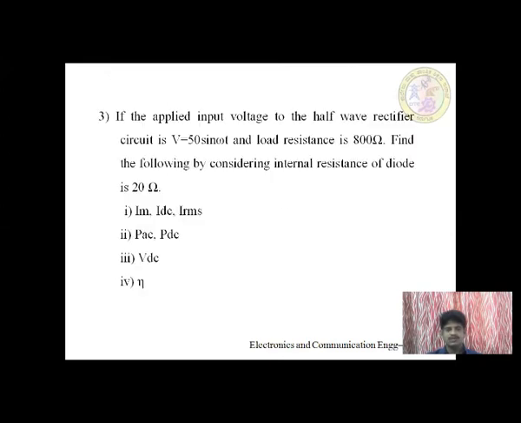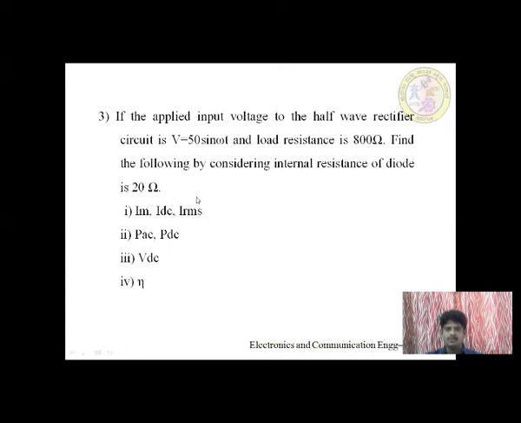Next, move to the third problem. If the applied input voltage to the half wave rectifier circuit is V equal to 50 sin omega t and the load resistance is 800 ohm, find the following by considering the internal resistance of the diode as 20 ohm. In this, you can see they have given the input voltage to the half wave rectifier, the load resistance as 800 ohm, and they have also mentioned the internal resistance of the diode.